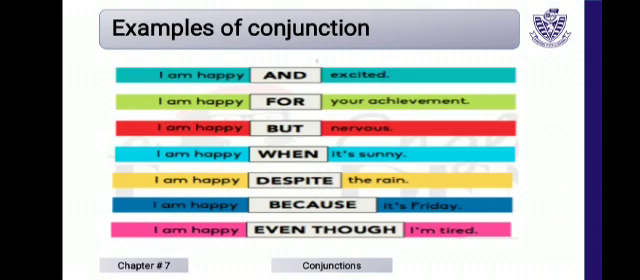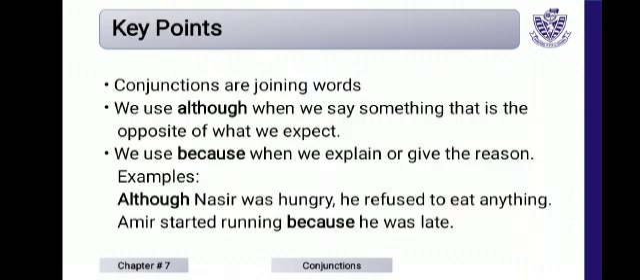Students, here we have some examples of conjunctions: and, for, but, when. In your previous classes you have done and, but. Now in this chapter, in your book, we will discuss two: although and because. First we will discuss although.